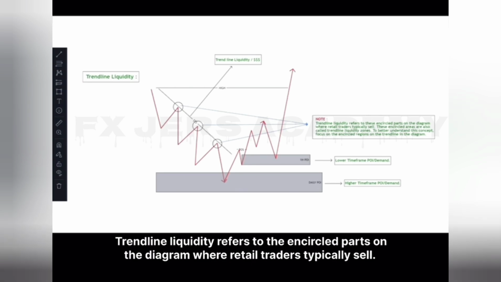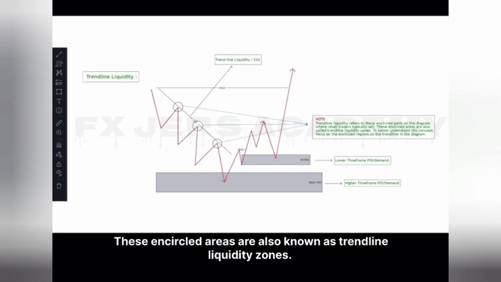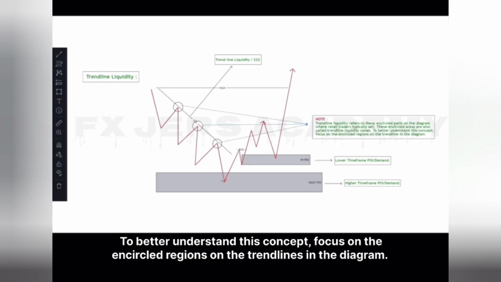Trend line liquidity refers to the encircled parts on the diagram where retail traders typically sell. These encircled areas are also known as trend line liquidity zones. The key is to target these selling areas of retail traders. To better understand this concept, focus on the encircled regions on the trend lines in the diagram.